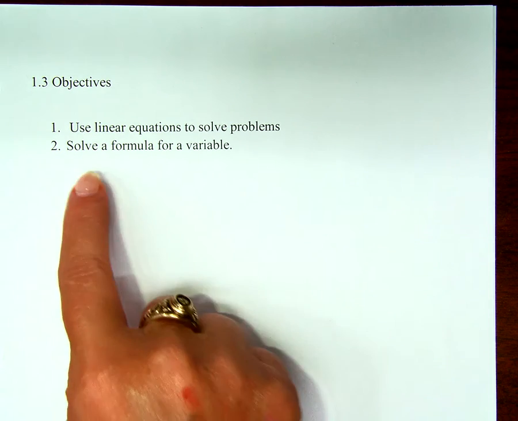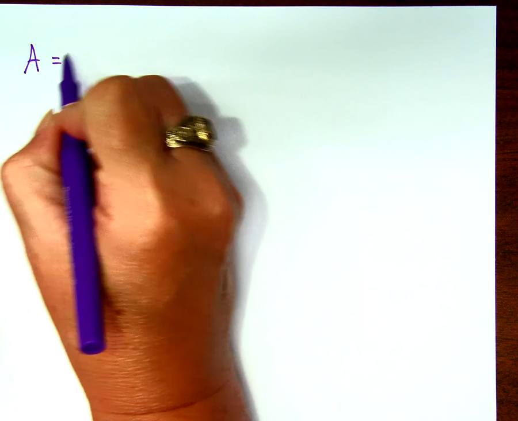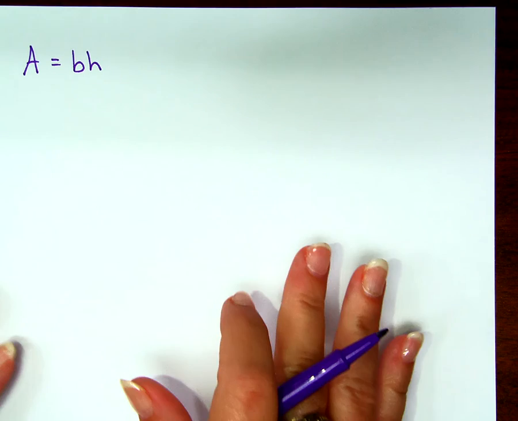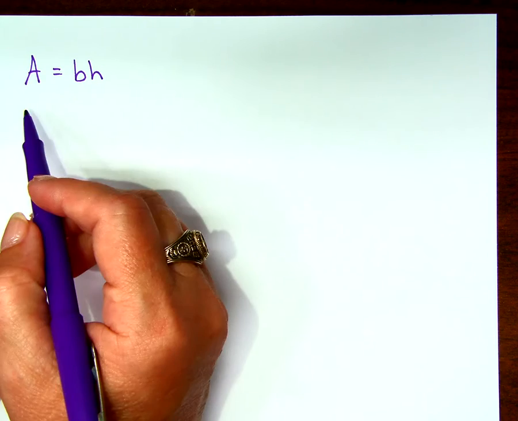Yeah, okay. So all we have left in this particular section is to solve a formula for a variable. So here's what I mean by that. What formula is this? Base times height. So area, right? Area equals base times height. Right now it's solved for A, right?